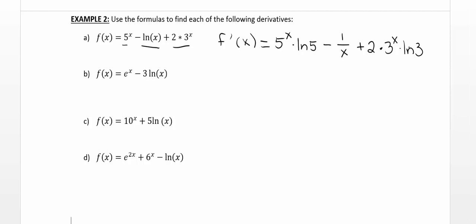Let's do part B. So the derivative here, again, we can go term by term. The first term here is e to the x. We said the derivative of e to the x was e to the x.